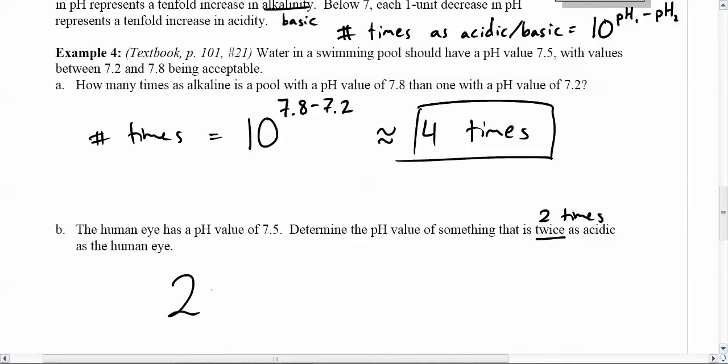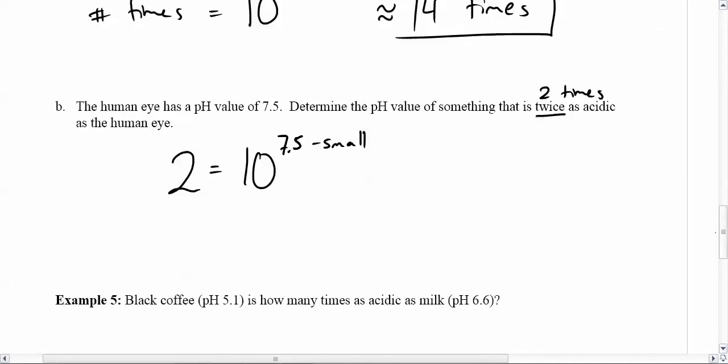we can put 2 for the number of times, and then we just need 10 to the power of big minus small. So we're looking for something that is more acidic. More acidic is going to be smaller. So that means I'm going to put 7.5 as my larger number because I want that to be my basic solution. Okay, to move the 10 to the other side, you can use base 10. And that brings the exponent down.